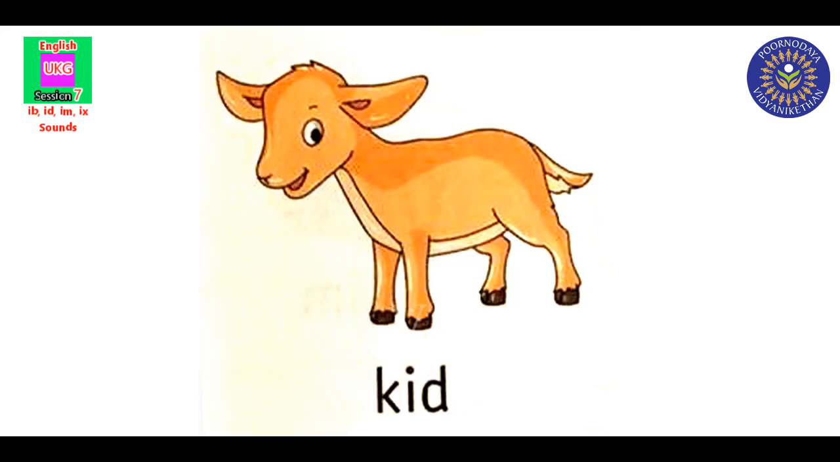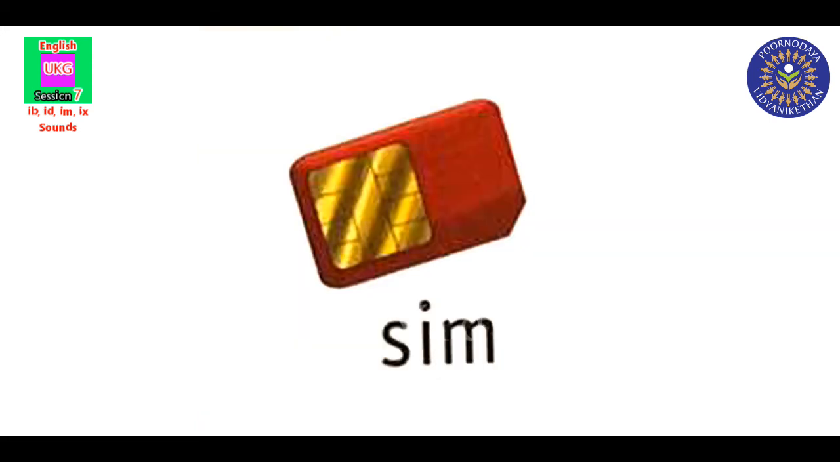Now, look here. Here is the second picture. Can you see this, children? This is a kid. Very good. Kid. And what is the spelling? K-I-D. Kid. And what is the sound here? Id sound. Id sound. Very good. Now, see the next picture.